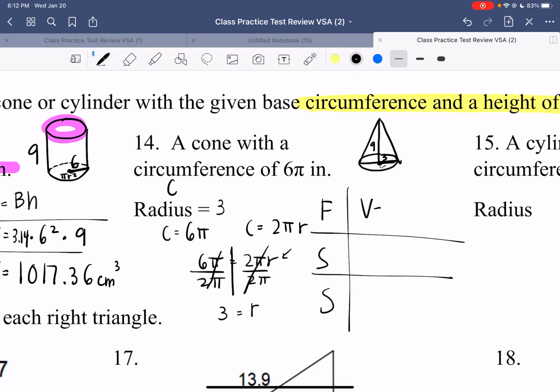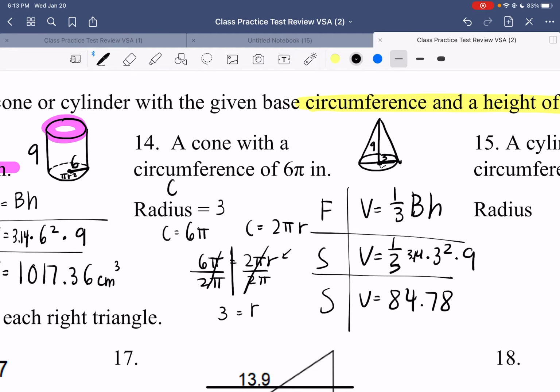We have V equals 1/3 capital B H. Remembering that capital B is the area of the base, that's going to be pi times 3 squared times 9. I just remembered they told us to use 3.14 for pi. So 3.14 times 3 squared times 9 times 1/3 is 84.78 inches cubed.